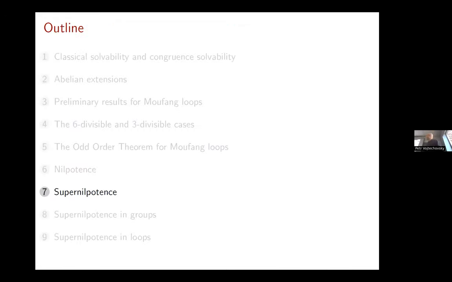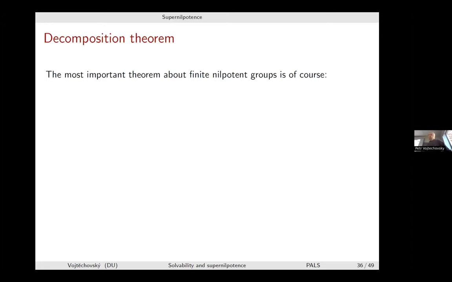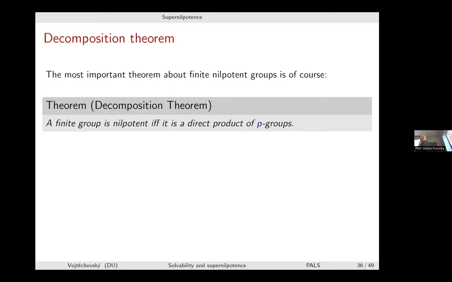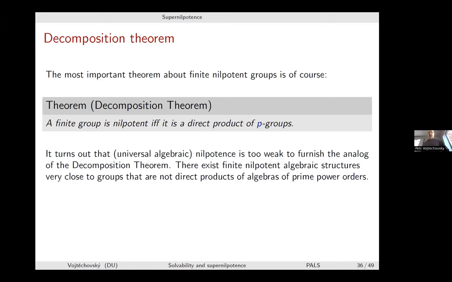So now, finally, to the last topic, supernilpotence. So, what is supernilpotence? Well, let's start with the most important result about finite nilpotent groups, and that's, of course, the decomposition theorem. It's a direct product of its Sylow p-subgroups, right? So a finite group is nilpotent if and only if it's a direct product of p-groups.